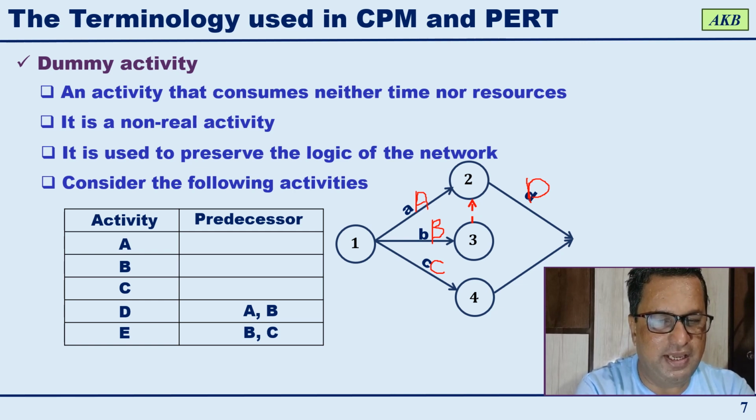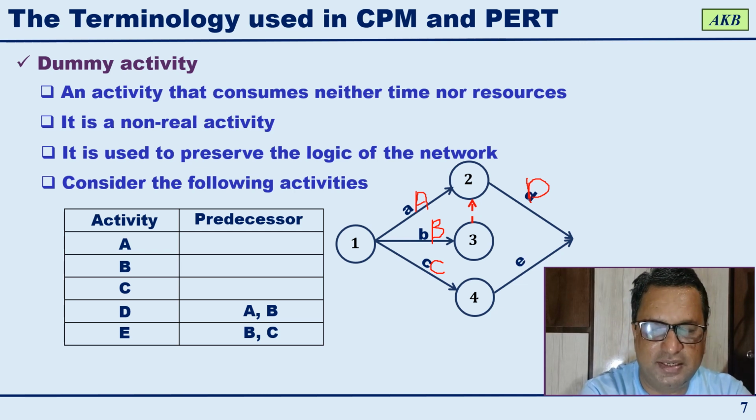So that means A completes at event 2, B completes at event 3, and in order to preserve the logic, in order to show that both A and B get completed and then activity D starts, we are using this dummy activity. If you look at the network diagram, activity A is getting completed, activity B is getting completed. After these two get completed, activity D is starting. So here we have used a dummy activity to preserve the logic of this particular network diagram.